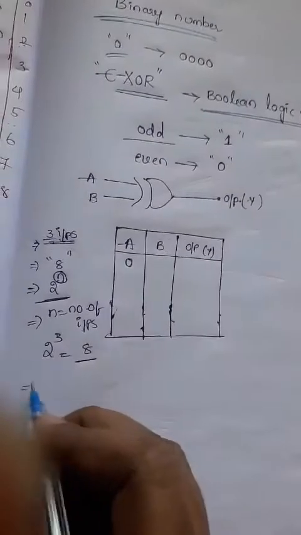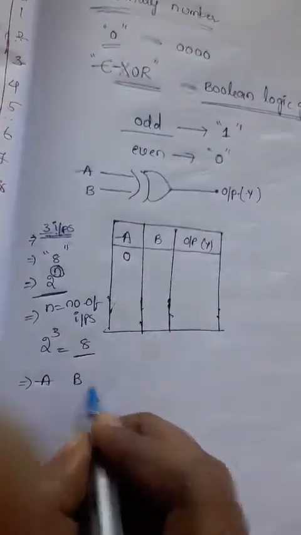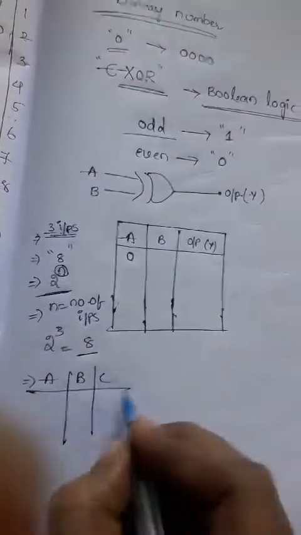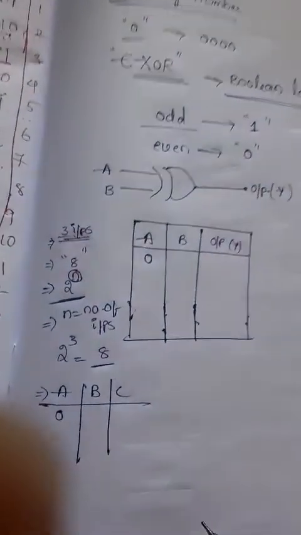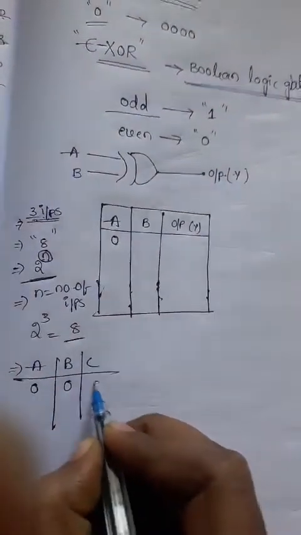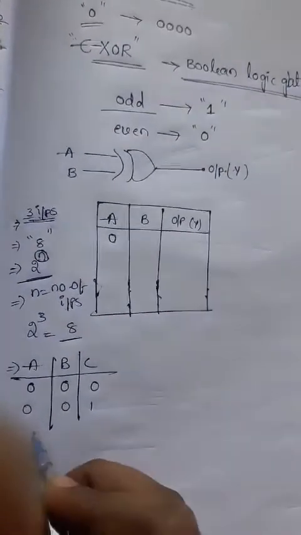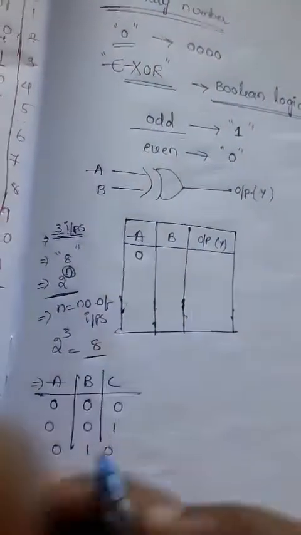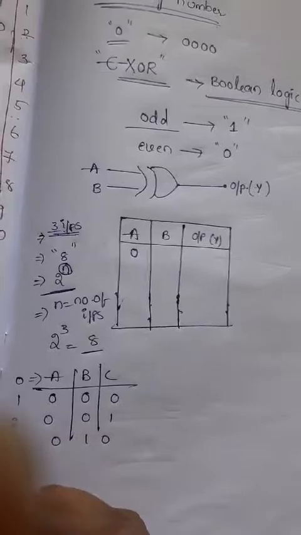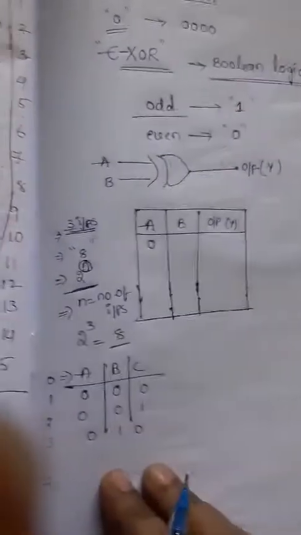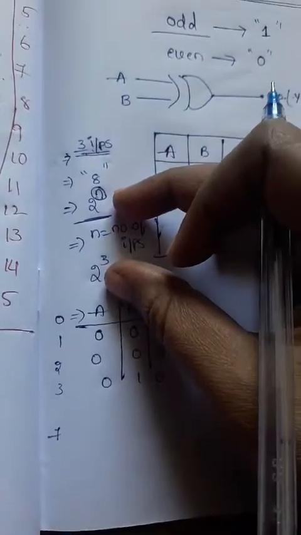How do we represent those 8 combinations? With the 3 inputs A, B, C, as we know already, we represent a 3-digit binary code: 000, 001, 010, and so on. The 8 combinations can be represented in decimal as 0, 1, 2, 3 up to 7. This is how we choose the input combinations.